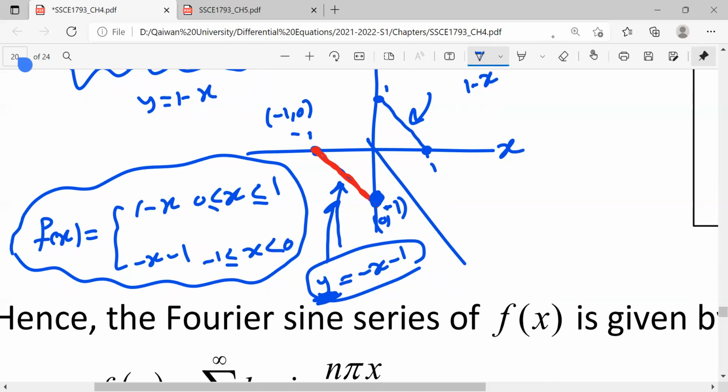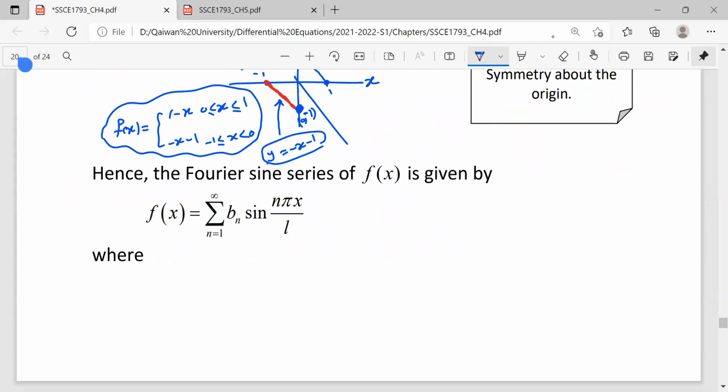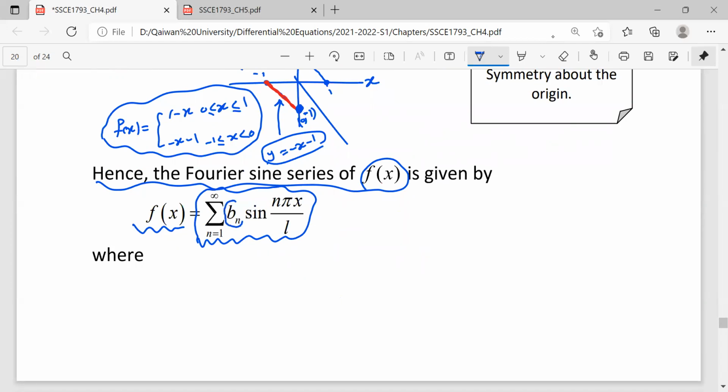Now we find the Fourier sine series for f of x. We say f of x is the sum of bn sine n pi x over L. This is the rule for finding the sine Fourier series. And here we should find bn.